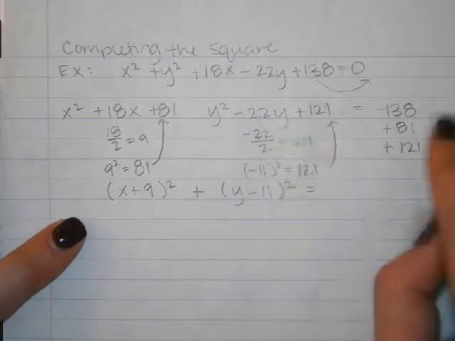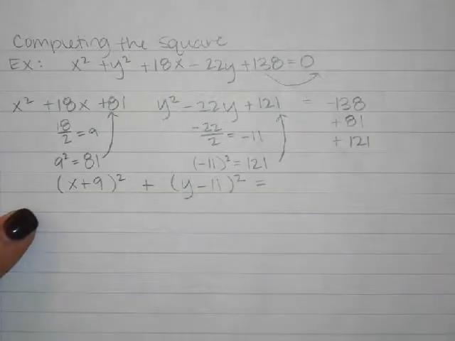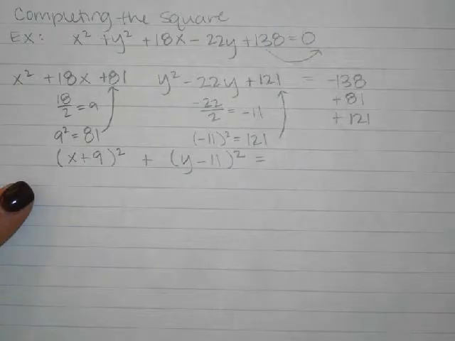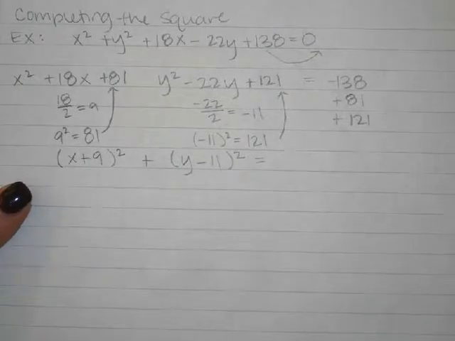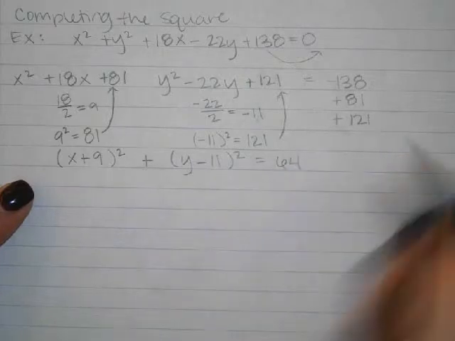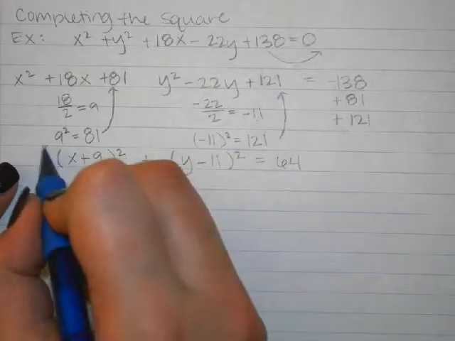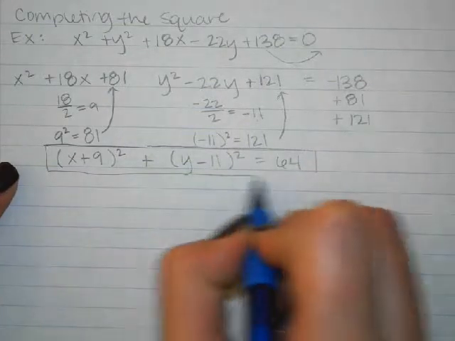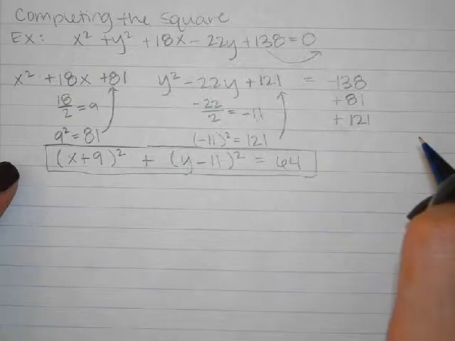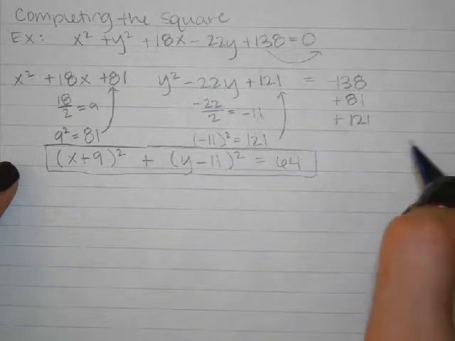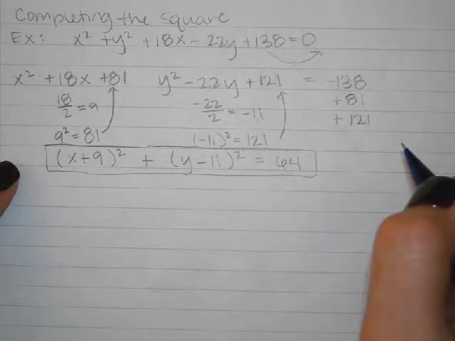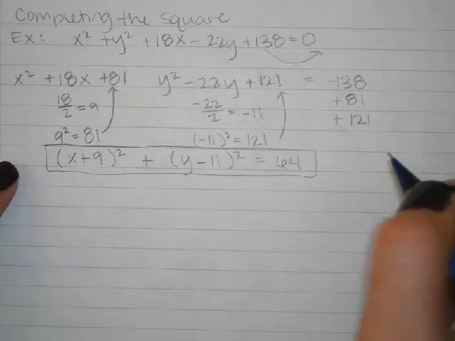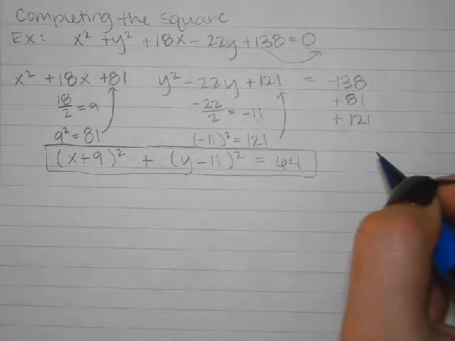Okay? And then over here, we have to do negative 138 plus 81 plus 121. Anyone have that? 64? Okay. So now we have the equation. This is it written in standard form. And so what would the center of this circle be? Negative 9, positive 11. And what would the radius of this circle be? Which is 8. Yeah, the radius would be 8. So once we convert it into the standard form, it's really easy to work with.